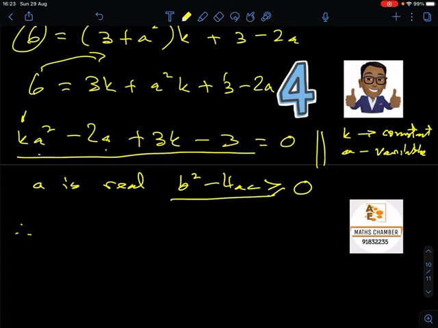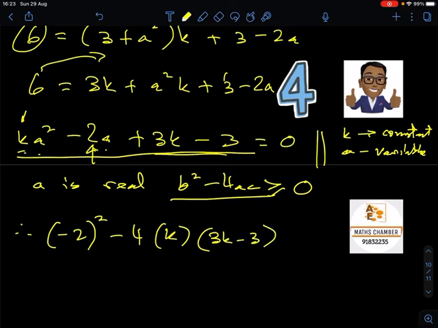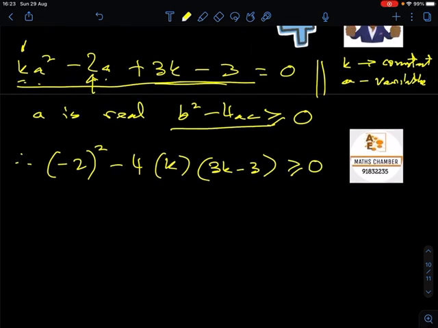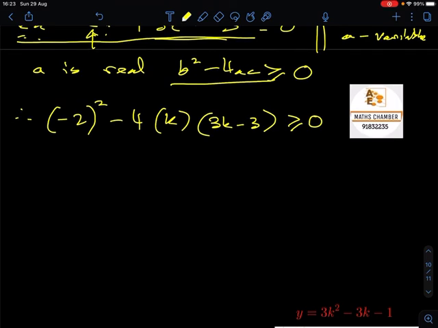So this is your b, which is minus 2, bracket squared, minus 4ac. A is k, and c, your constant term, is 3k minus 3, greater than or equal to 0. And what we have is 4 minus 4k times 3k, which is 12k squared, plus 12k. Negative and negative give you positive, 4 times 3 is 12, so 12k, don't forget the k here, greater than or equal to 0.